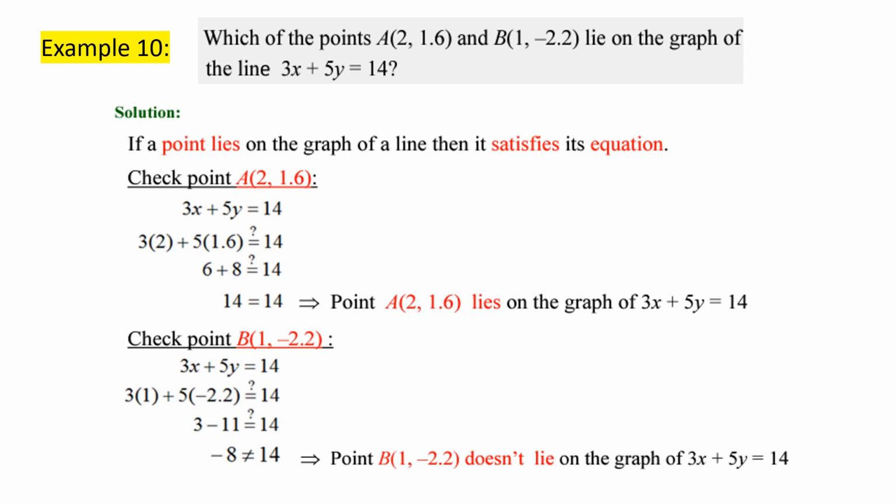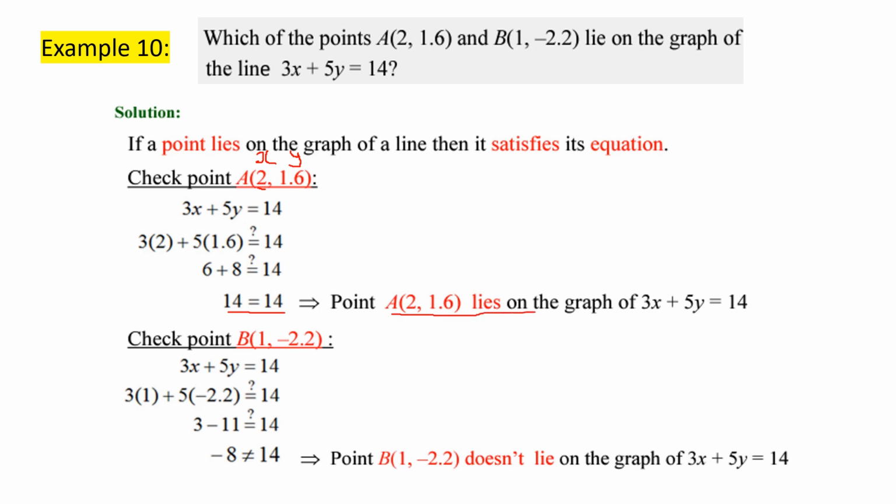So check the first one and replace x by 2 and y by 1.6 in the given equation and simplify. So x by 2, so 3 times 2 is 6, and y by 1.6, 5 times 1.6 will be 8. So the value is 6 plus 8, 14. So both sides are equal, hence it satisfies the equation. So the point lies on the graph. We should give the conclusion of the question, so the point lies on the graph.